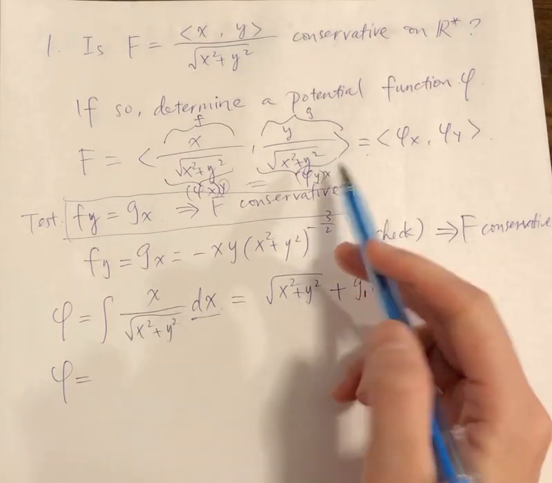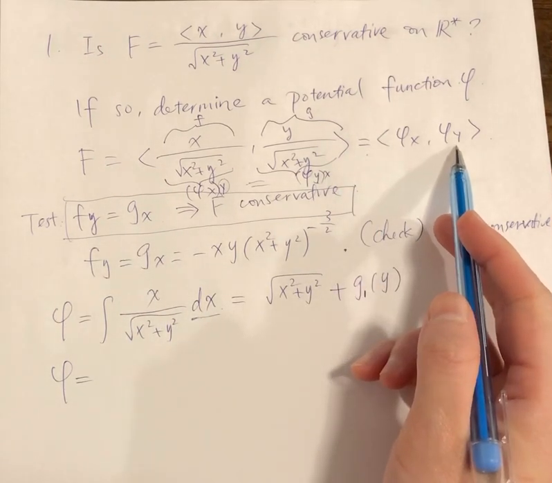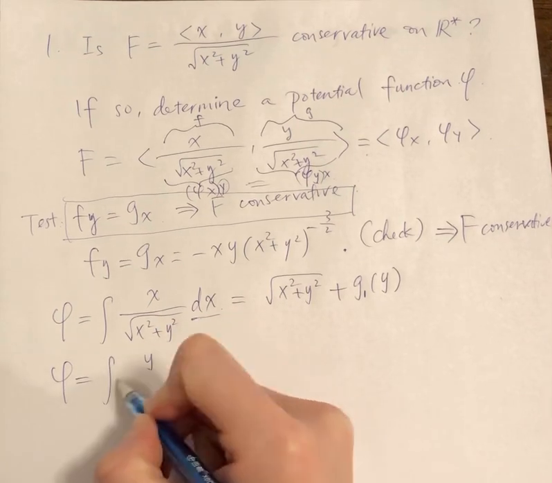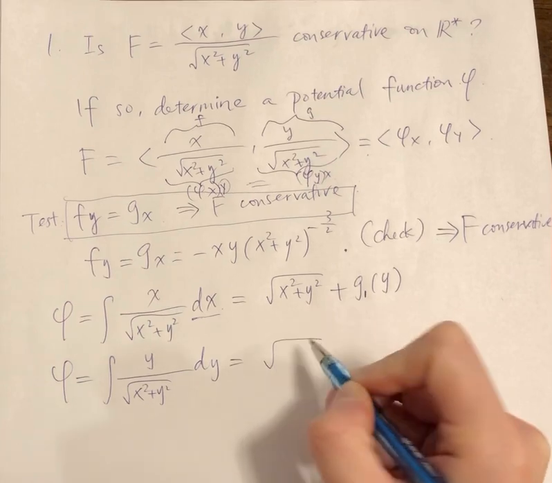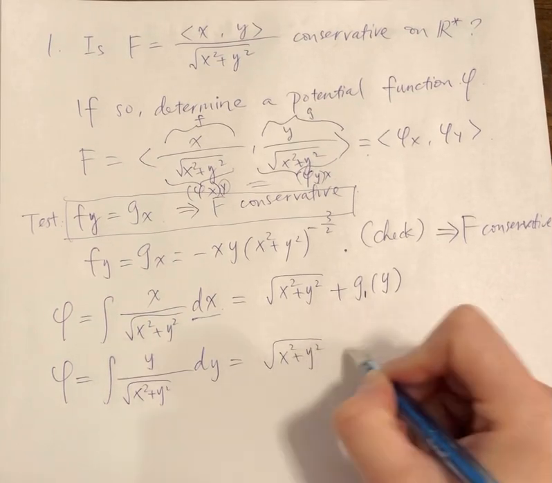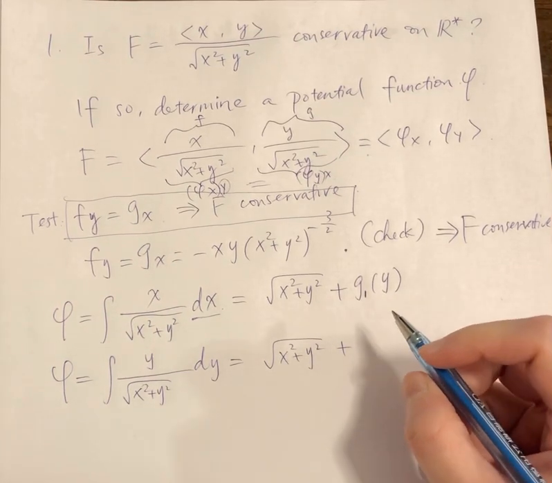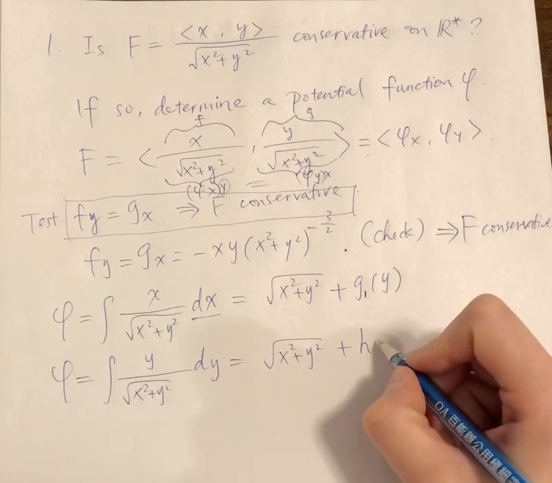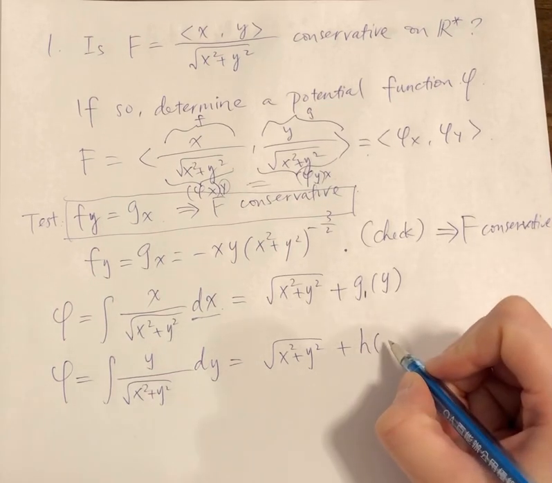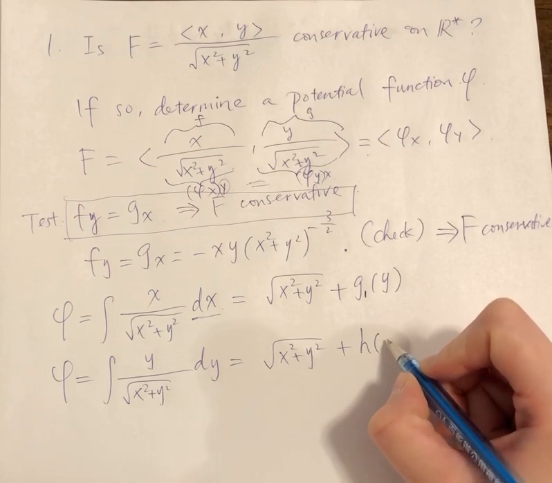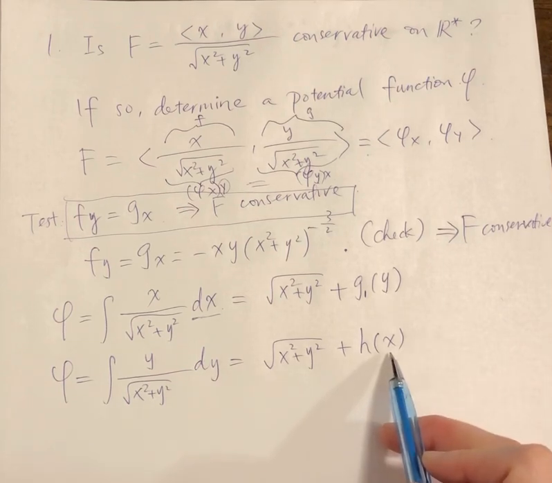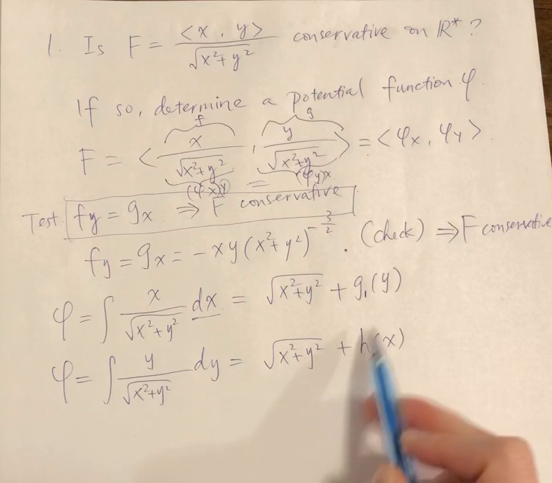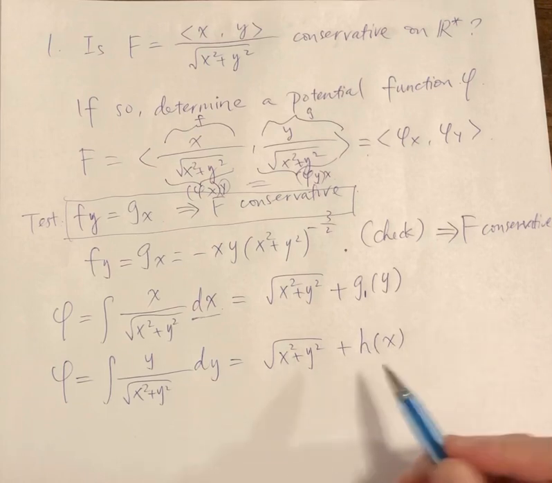And then, for the second component, we want to integrate with respect to y. So it's also equal to that. And for the same reason, it's allowed to have some function here that only depends on x, because the integration is with respect to y. So anything about x is allowed here because once you take a derivative, it's gone.